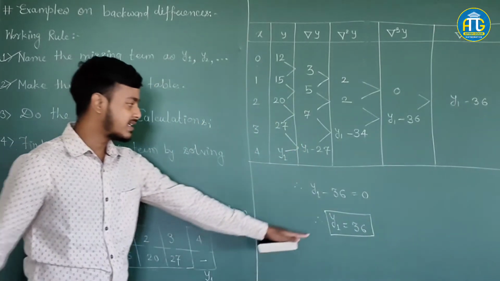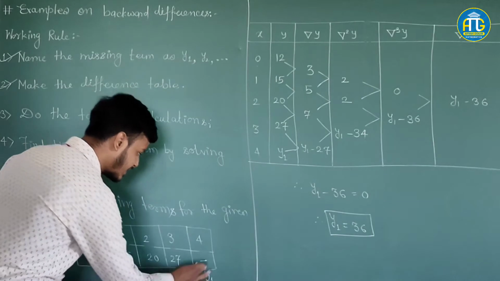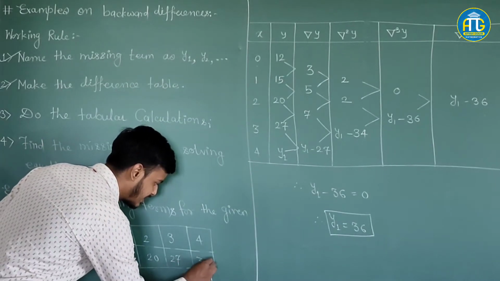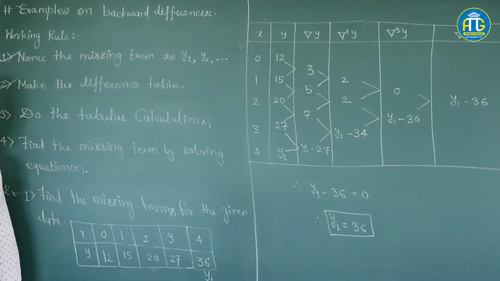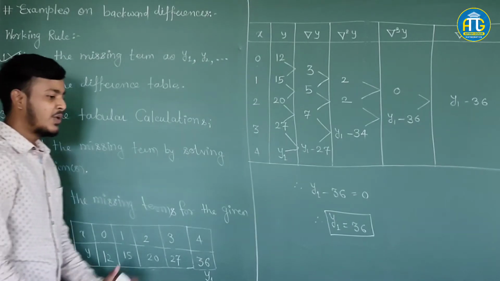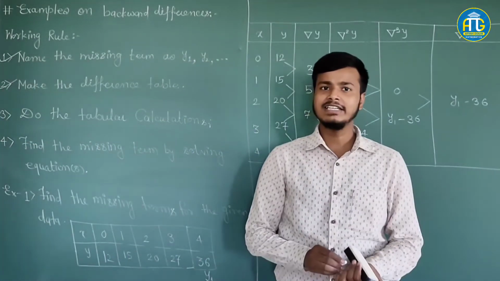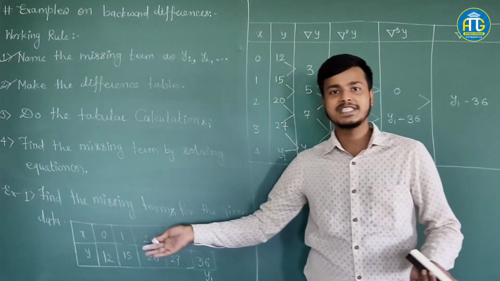So what is the missing term? The value of the missing term is 36. So this is it. Simple. Now you may arrive at a question.